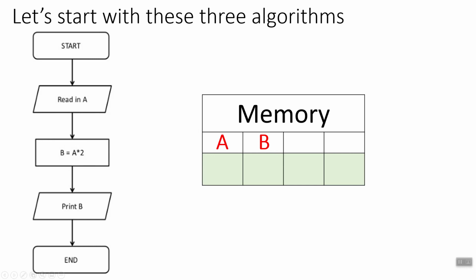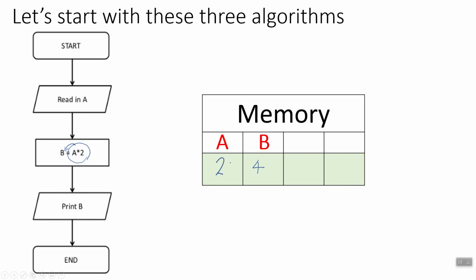We've got 2 variables this time, very similar to the previous one. It reads in a value A, so let's say the user types in a value of 2, and then it says B equals A multiplied by 2. So we take whatever's in A, multiply it by 2, and we put it into this variable B. So 2 multiplied by 2 is 4. And then on the screen, we will output whatever is stored in variable B. So it's going to be 4.